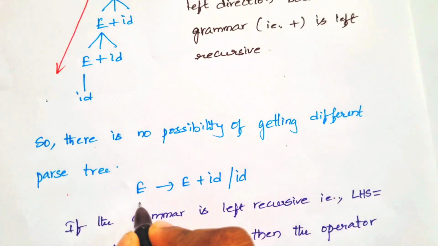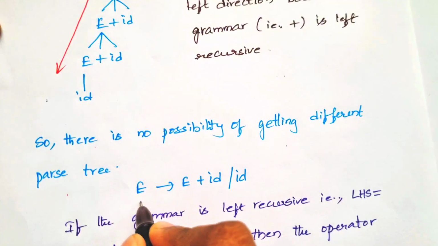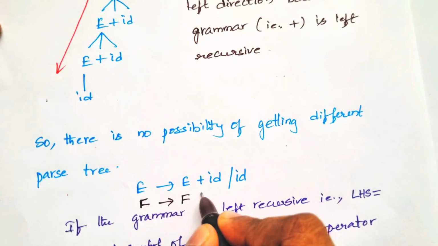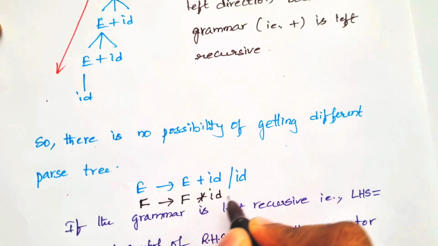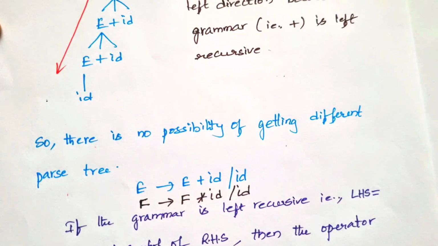Next, what is the other operator you have here? Star. For that also you have to take left recursion only. Suppose I take some other non-terminal: F goes to F star id or id. But how to combine these two rules, we shall see now.